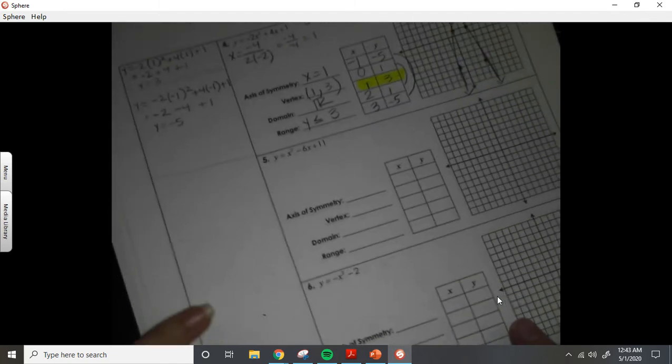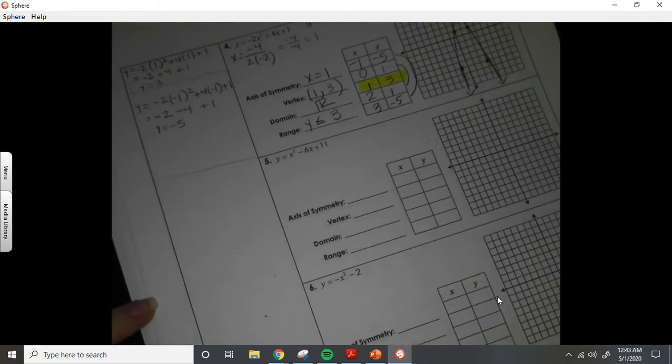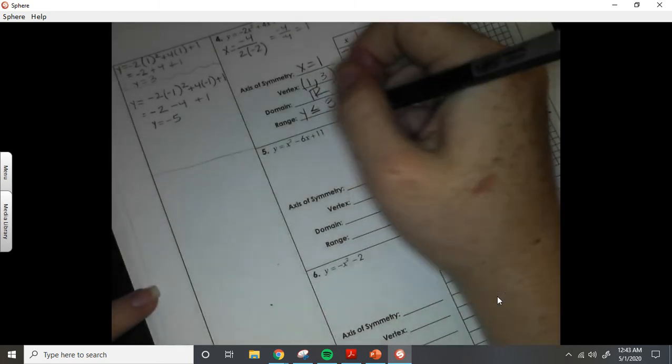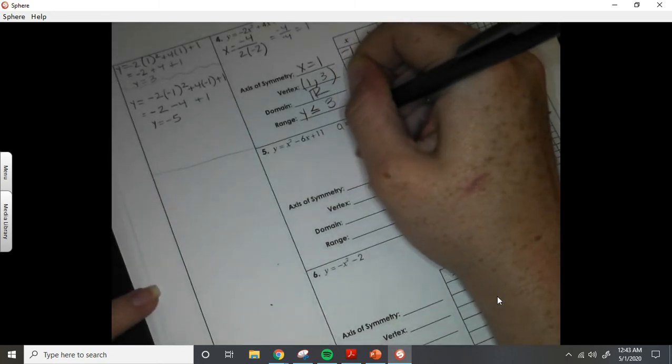Number 5. Oh, this is so much fun. Like, I'm having so much fun doing this. I don't know if any of you sense my sarcasm.